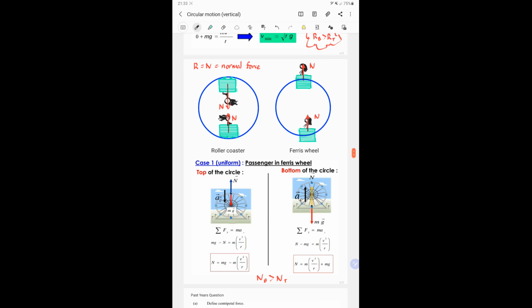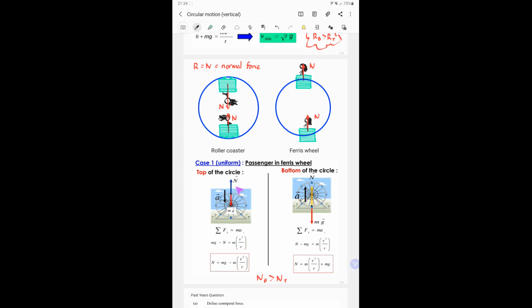All right, so what do we have now? Still the same. For the Ferris wheel, we just focus on these two positions, at the top and at the bottom. We start with the top position. So this is the Ferris wheel. At the top, how many forces are exerted on that passenger? Still two: the first is weight, which is directed downward, and the second is the normal force. Remember, R and N are still the same.